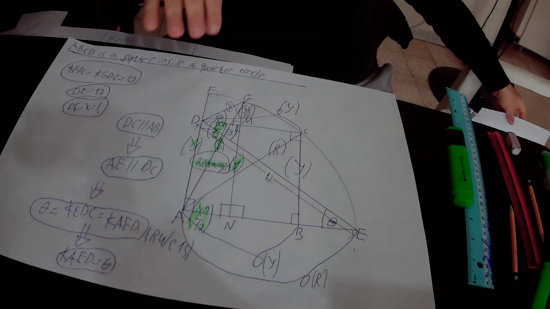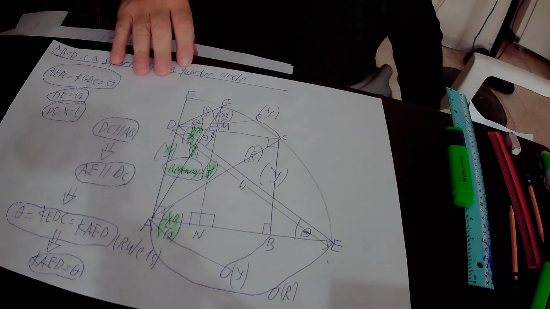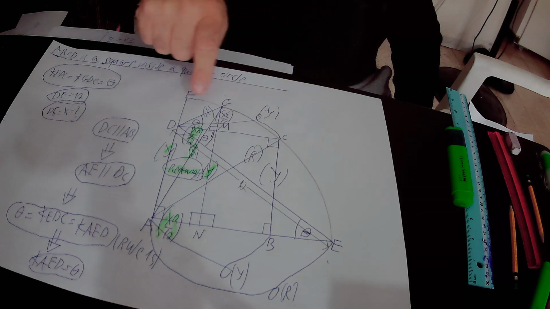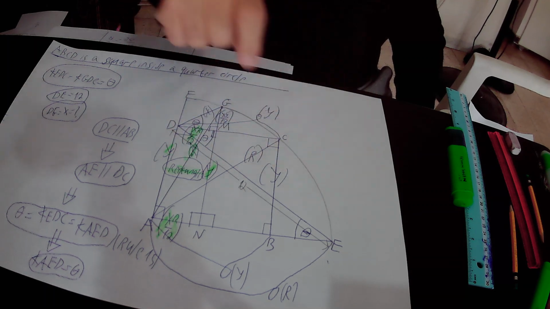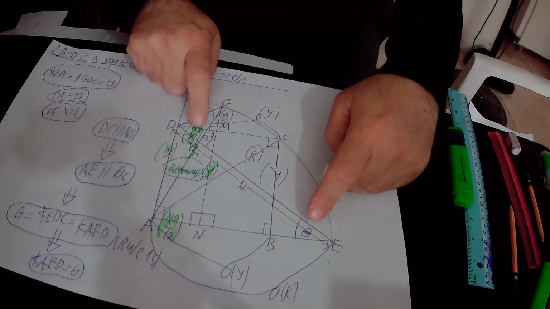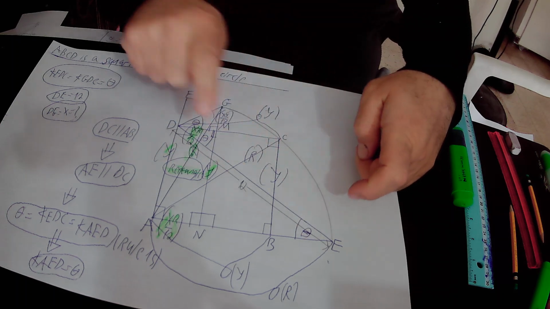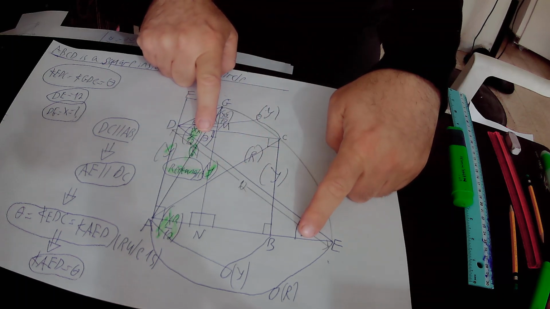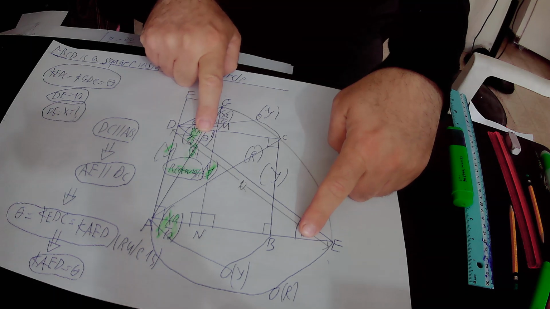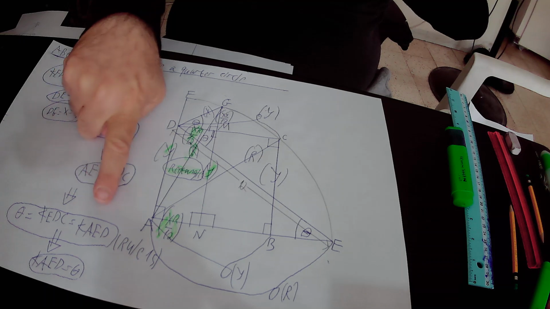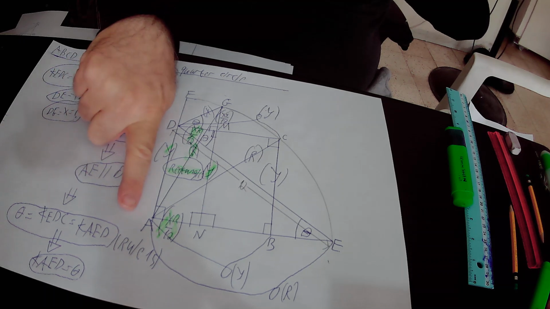In our drawing, line DC is parallel to line AE, and those two angles are defined as alternating angles, located between the parallel lines DC and AB, and therefore they are equal to each other. That is to say, those two angles are equal according to rule 15. Angle EDC equals angle AED according to rule 15.